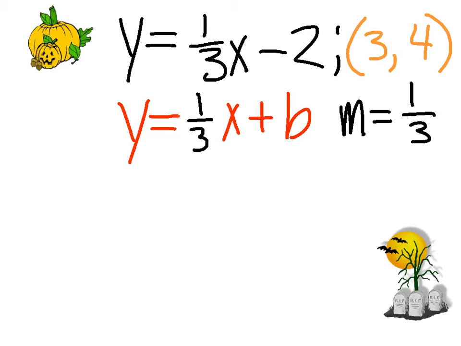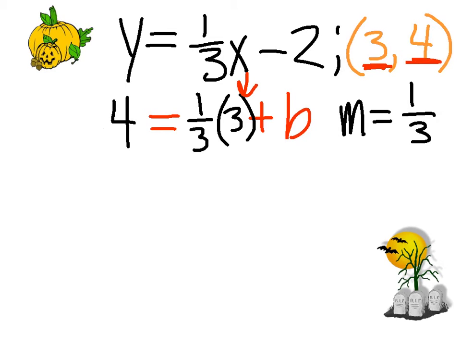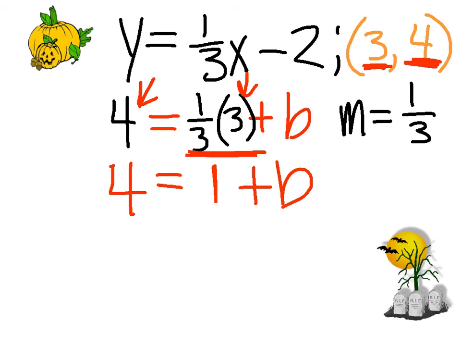Okay, so we want it in y equals mx plus b form. Our slope is 1/3, so we plug in that slope. What do we do next? Right, we're plugging in our y and x values of our point. So we plug in our x value of 3 for x and our y value of 4 for y. Okay, and then we need to work this problem out. So on the left side, we'll have 4. On the right side, we need to multiply these 2 numbers. What's 1/3 times 3? 1. So we'll have 1 plus b on the right and 4 on the left.